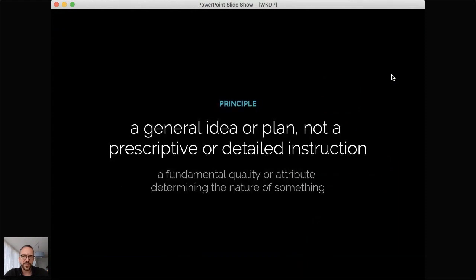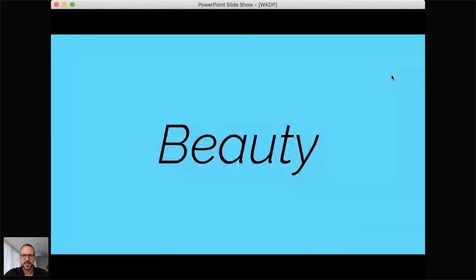And this creative toolbox is really made up of principles. And I love the word principle. I love the general idea of a principle because it gives you this high-level plan, right? It's never a prescriptive or specific list of steps that you have to make. It's an abstract notion, an abstract idea. But it also describes this fundamental quality or attribute determining the nature of something. And we're going to look at a few examples as we go forward with this series. Today, we're going to talk about beauty, okay?